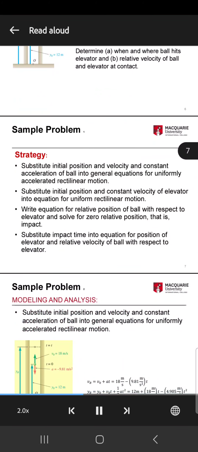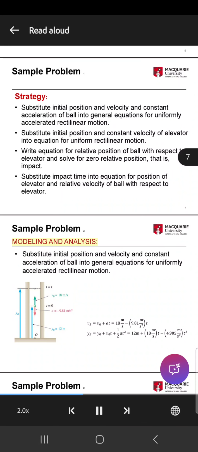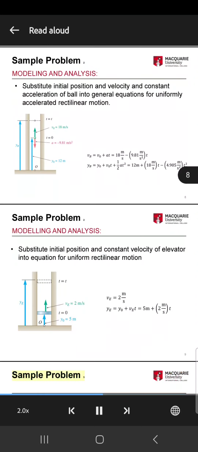Ball thrown upward from initial height 12 meters with initial upward velocity 18 meters per second with constant downward acceleration of 9.81 meters per square second due to gravity. Modeling and analysis. Sample problem 2. Modeling and analysis. Open elevator starting from initial height of 5 meters and moving upward at a constant velocity of 2 meters per second. Sample problem 3.